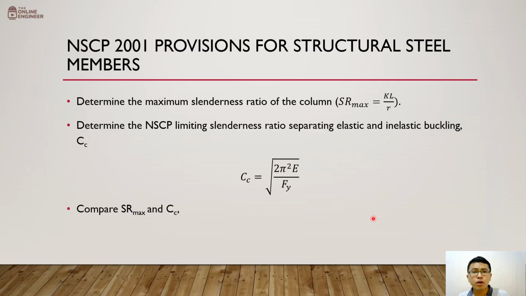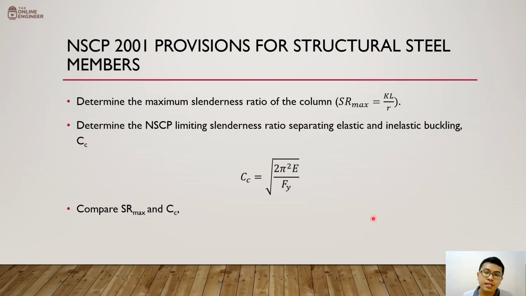Now, let's move on to the NSCP 2001 provisions for structural steel members. In a future video, I will also be discussing NSCP 2015 provisions for structural steel members. Now, NSCP 2001 is a bit old since we're already in 2022, but many universities and colleges in the Philippines still consider the use of NSCP 2001 as part of their discussion on steel design. All right, so how does NSCP 2001, or the National Structural Code of the Philippines, consider the analysis and the determination of the allowable stresses for columns?